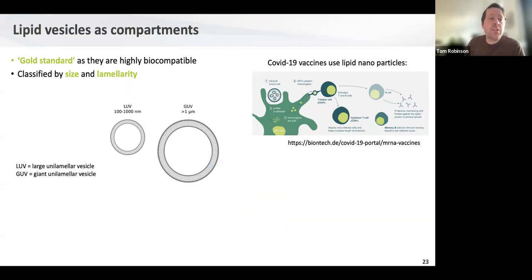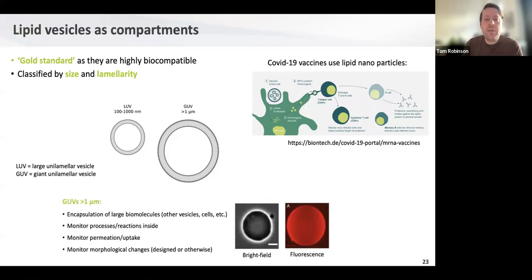And why do we choose them? Because we think they're the gold standard, as they're highly biocompatible. I mean, they're already used in vaccines for drug delivery. In this talk, we'll be focusing on two different classifications. So those of you who are not aware of lipid vesicles, the two main types are LUVs, which are on the nanoscale, and GUVs, which are on the micron scale.